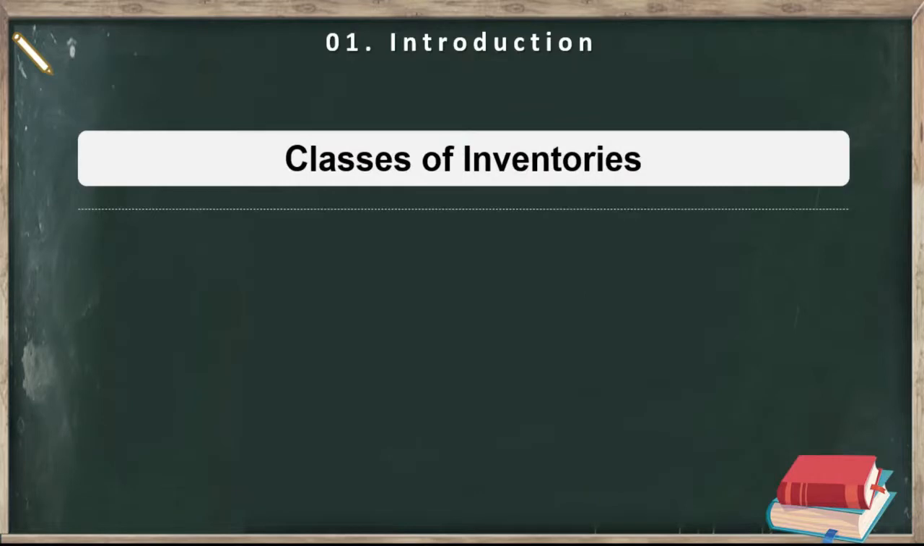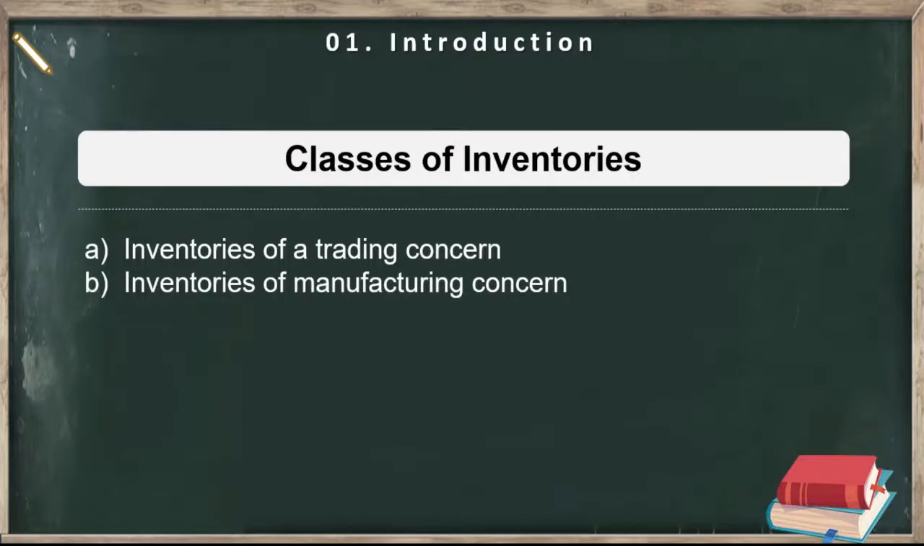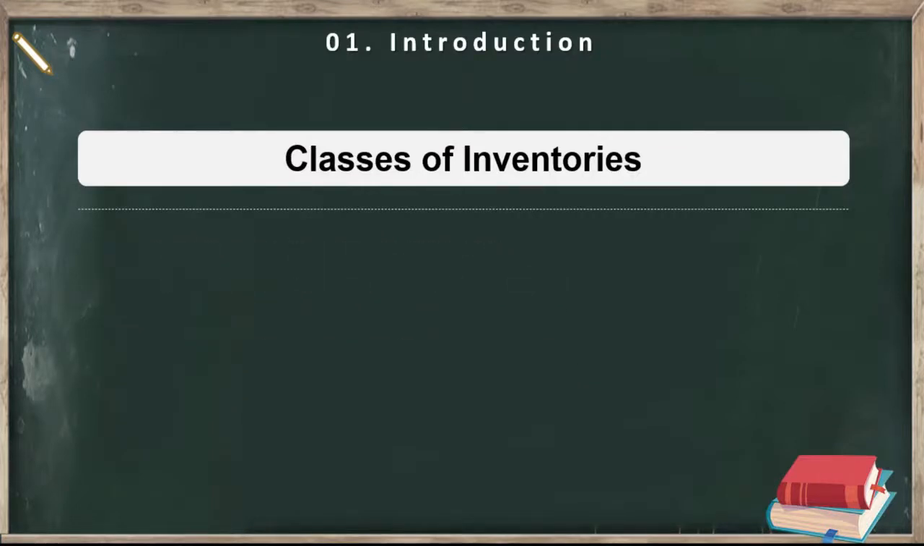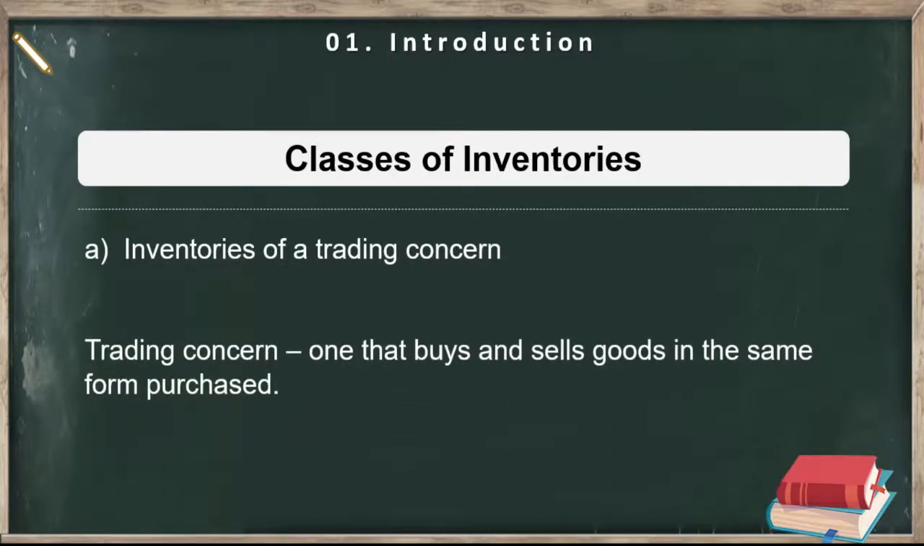So there are classes of inventories. We have inventories for a trading concern and inventories of a manufacturing concern. So what's the difference between the two? If it's a trading concern, that is one that buys and sells goods in the same form purchased. So for example, you are selling ready-to-wear dresses. So you bought the ready-to-wear dress and you're going to sell them in the same form, same ready-to-wear dress.